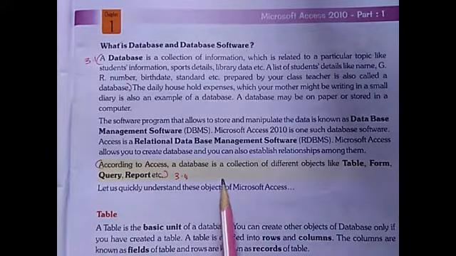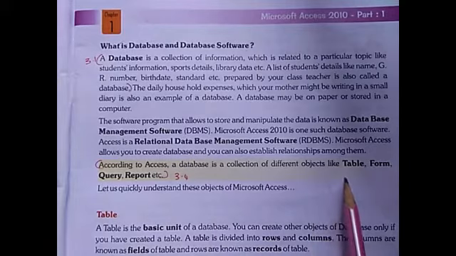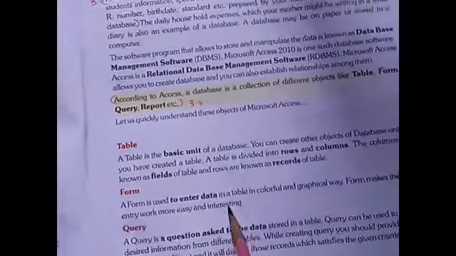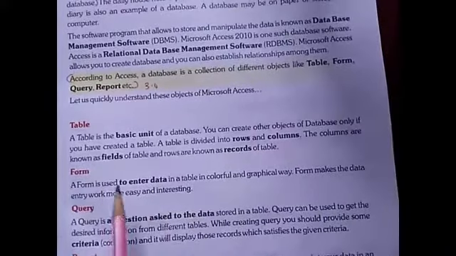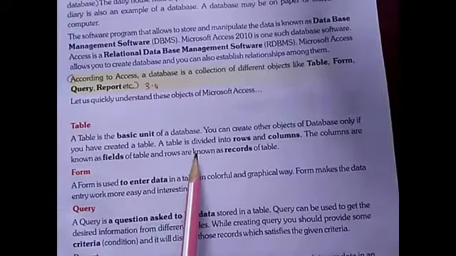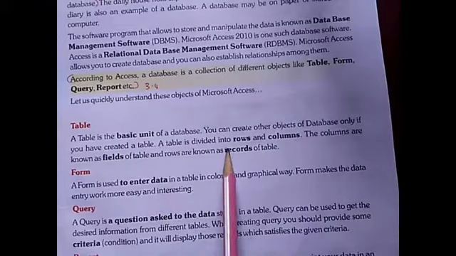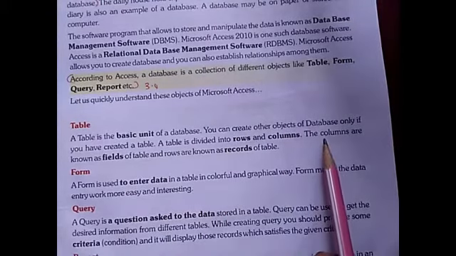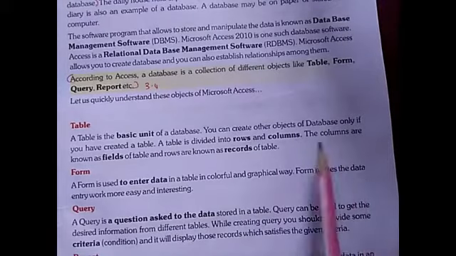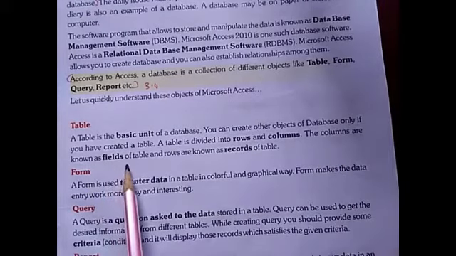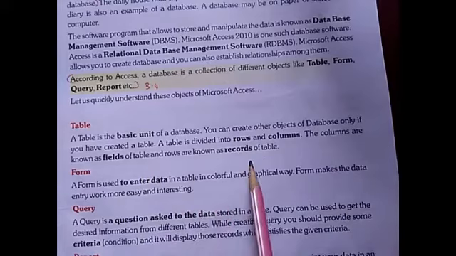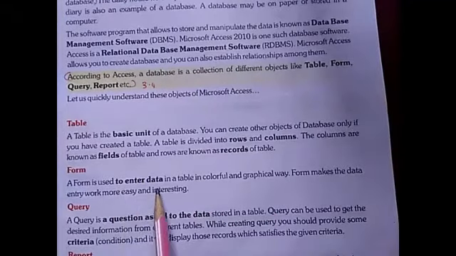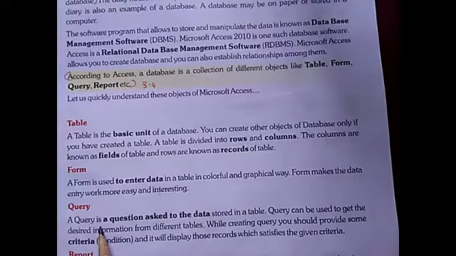According to Access, a database is a collection of different objects like table, form, query, report, etc. Table is the basic unit of database, and it is divided into rows and columns. Important things to be noted: the columns are known as fields of table, and rows are known as records of table. Then form. The form is used to enter data.